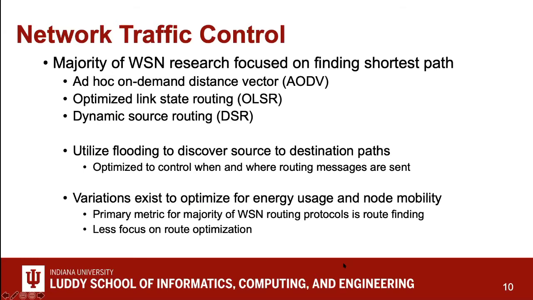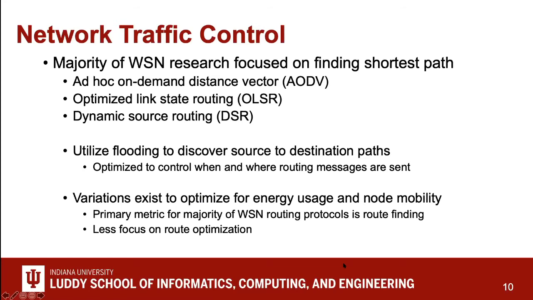So then the last part of research that wireless sensor networks are typically looking at is network traffic control, and that is really focused on finding the shortest path. And there are many algorithms out there that have been around for 20, 30 years, if not longer. Typical ones you've probably heard of: the ad hoc on-demand distance vector, optimized link state routing, dynamic source routing. And typically these algorithms use some sort of flooding, depending on the algorithm, when and where that flooding takes place.